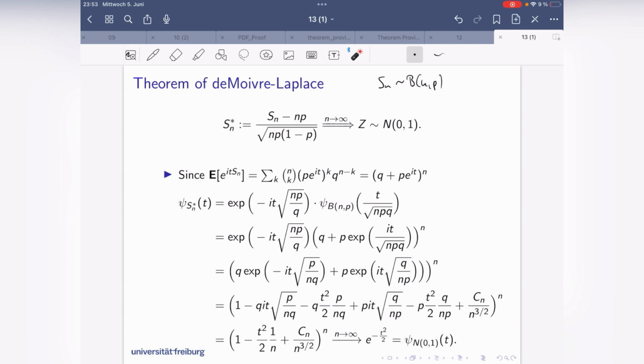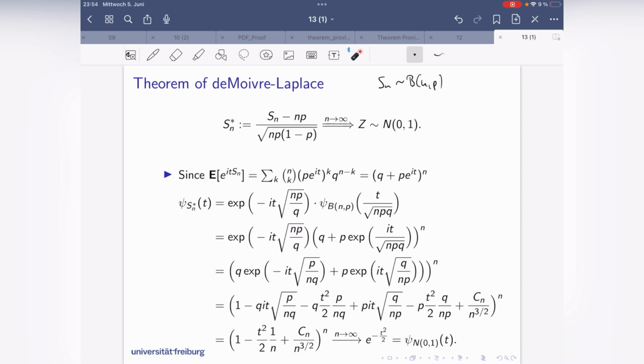And the result states that we have this convergence here. So we normalize the Sn here, and that converges to a normal distribution, which has, as you might remember, a characteristic function, which is e to the minus t squared over 2. And we're going to show in this calculation that the characteristic function of the Sn star, here the normalized version of the binomial distribution, converges to the characteristic function of the normal distribution.